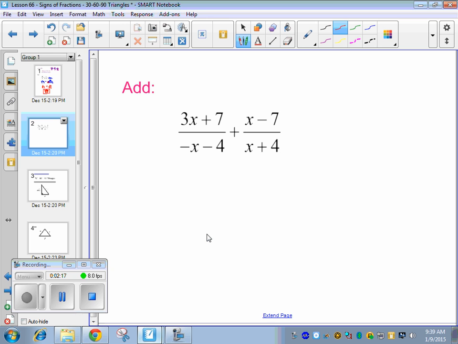All right, one more of these. So I've got 3x plus 7 over negative x minus 4 plus x minus 7 over x plus 4. So again, we've almost got a common denominator. We just need to factor a negative out of the first one. So I have 3x plus 7 over. I'm going to take out a negative sign, and that changes both of these to positive inside the parentheses.